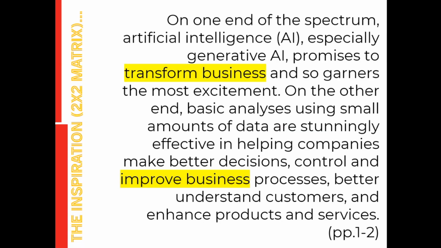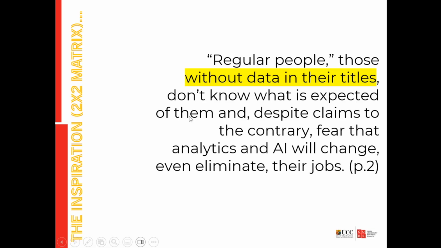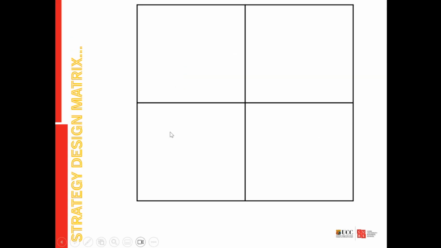So in one of the collection of sentences, there's this notion of transforming business or improving business. Okay, so just highlighting the two sentences there that I picked up. And there's also this sense later in the paper of those without data in their titles, which suggests that there's also those with data in their titles. So it's almost creating two different sides of people working on analytics or with an interest in doing something analytical, and they may be trying to improve or transform the business. So again, that idea was sparked for me.